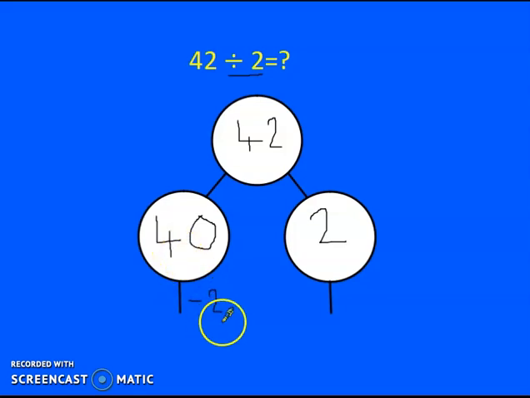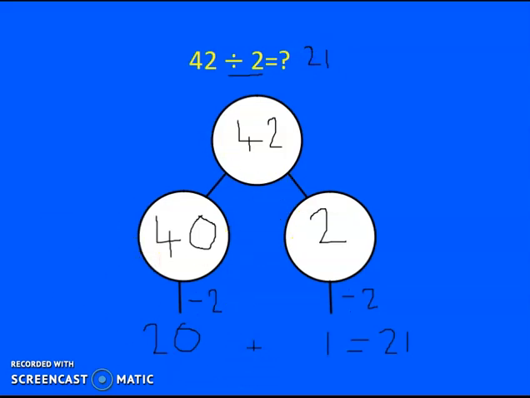So 40 divided by 2. Well, we can say 4 divided by 2 is 2. And then we can make it 10 times more. So times it by 10, which equals 20. And 2 divided by 2 equals 1. And then you simply add together those two amounts and we get 21. And that is our answer. So 42 divided by 2 is 21.